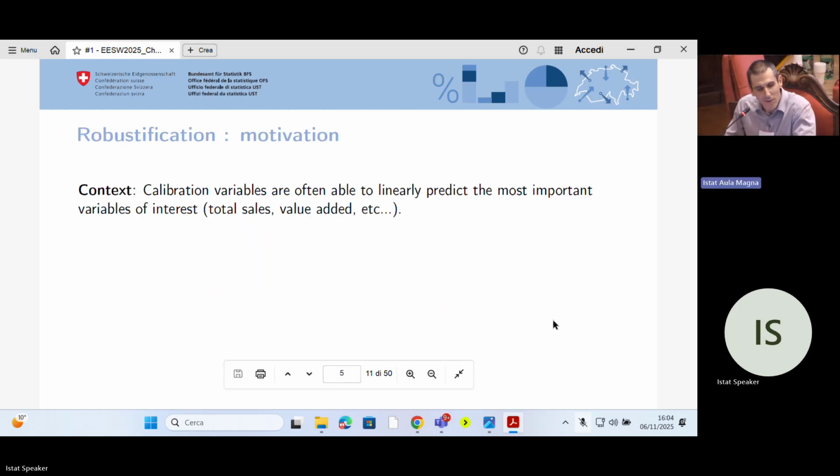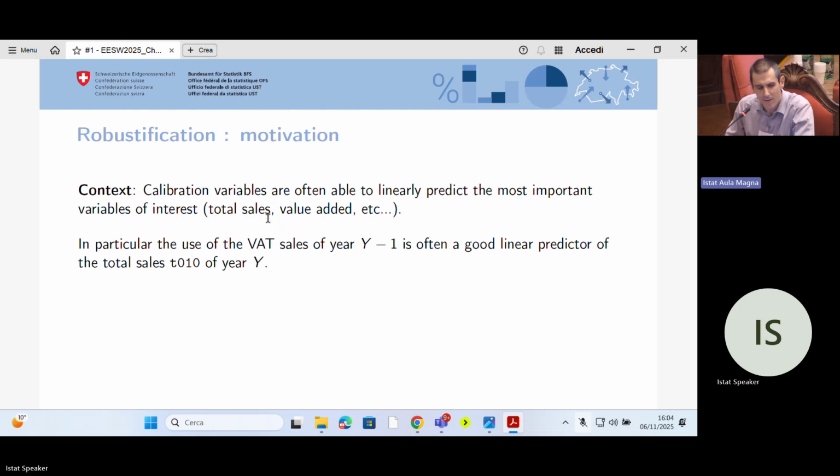So what is the motivation to apply some robustification? In the survey, we use calibration. In particular, we have one variable which is fairly good to predict what the companies are going to respond. It's what we call the VAT sales. It's released from tax data. We know how much VAT the companies have paid, and if you know how much VAT they paid, you can have their total sales. But unfortunately, we have this only from the previous year.